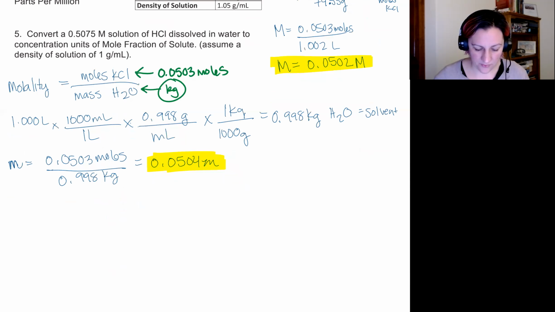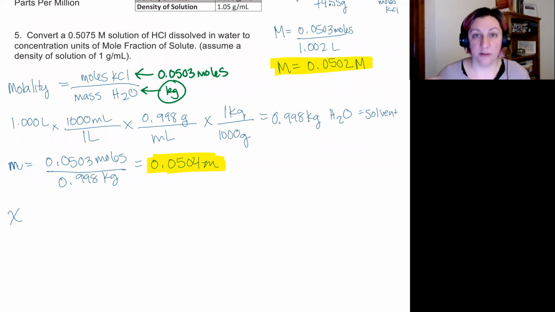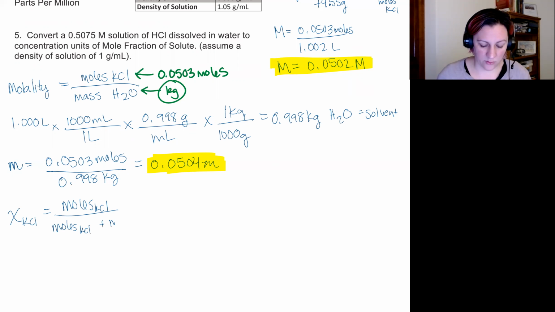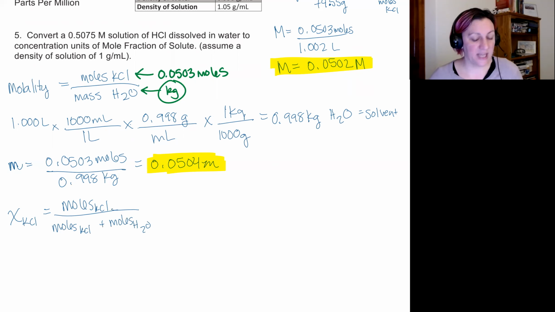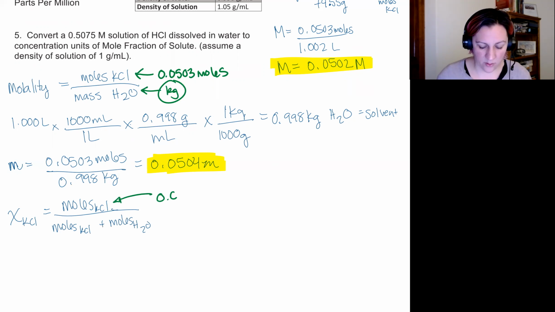So our mole fraction of our solute, for our KCl, is going to be equal to the moles of our KCl divided by the moles of our total solution. So it'll be the moles of KCl plus the moles of water. I know the moles of KCl already, right? We've already calculated that. It's 0.0503. So I really need to figure out the moles of water.